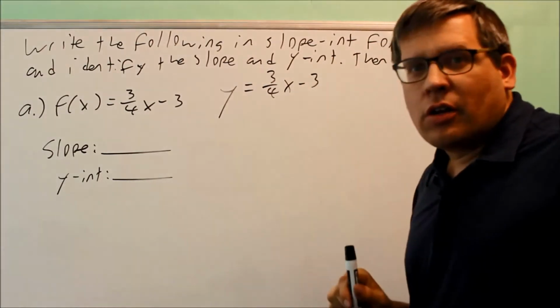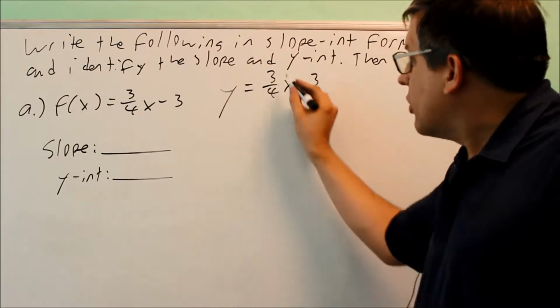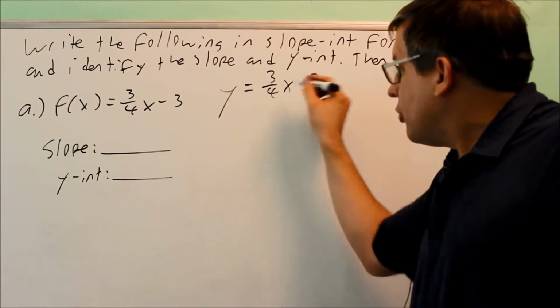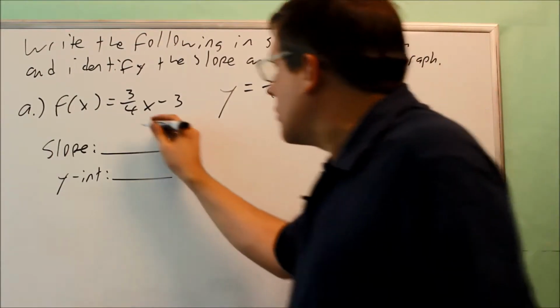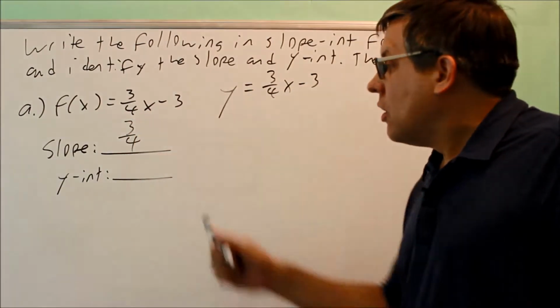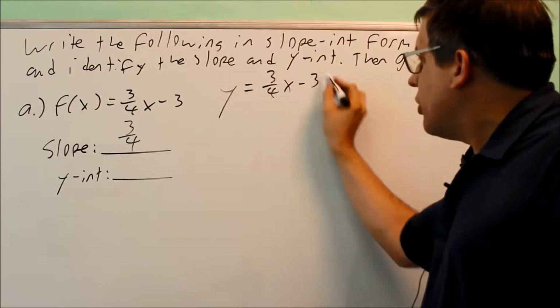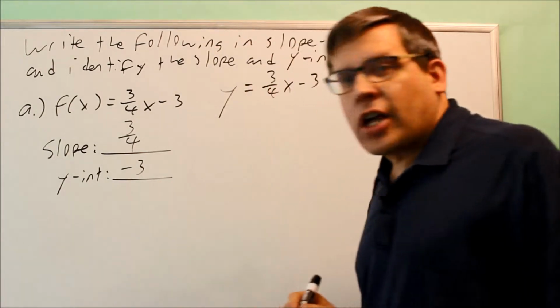So that part's done. We want to find the slope and the y-intercept. The slope is always the number that comes in front of the x. When you write your answer for slope, you're not going to include the x. You're only going to include the number in front of the x. Slope is just a number only. It's only 3/4. Y-intercept is always the number that comes after the x, and you want to use the same sign that's with it. So this is going to be -3.